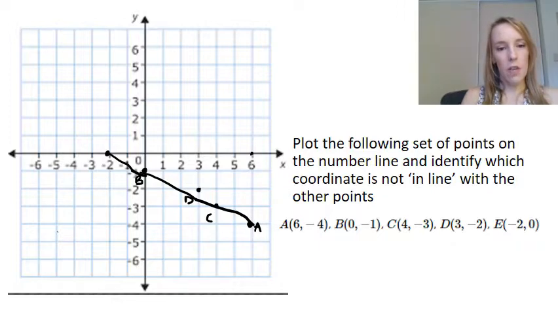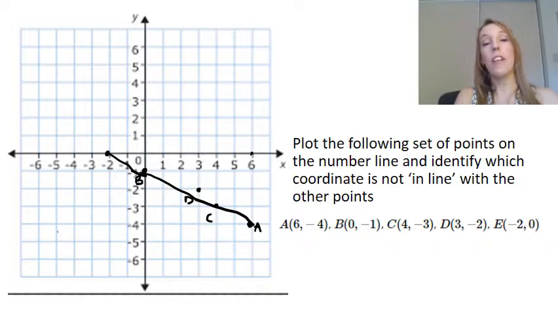Okay, so by the looks of it, from my great ruling there, it's point D that's not in line with the others. Hopefully you would have a ruler and you'll be able to do that a lot more clearly, and you'll be able to check properly which one is not in line with the others.